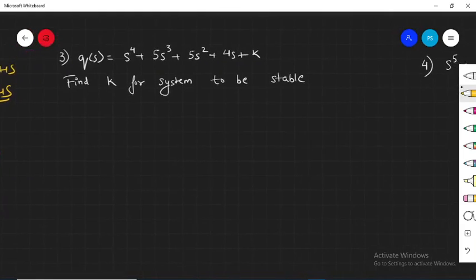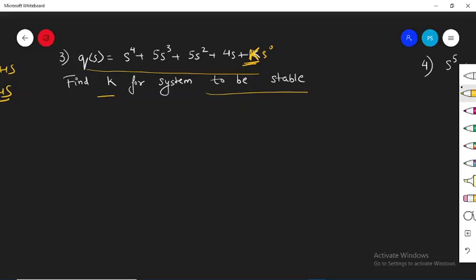Next question, it's given Q(S) is equal to S to the power 4, 5S cube plus 5S square plus 4S plus K. So here the coefficient of s to the power 0 is not given, it's written as equal to k. We have to find k for the system to be stable. So you have to determine what should be the value of k for the system to be stable.